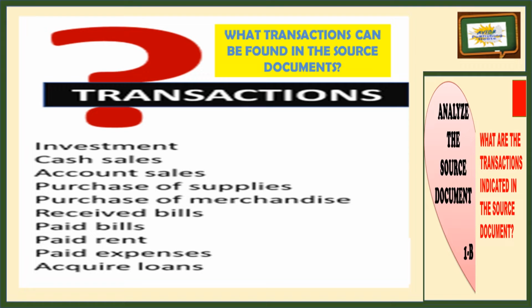These are the common transactions found in the source documents: investment, cash sale, accounts receivable, account sale, purchase of supplies, purchase of merchandise, received bills, paid rent, paid expenses, and acquire loans.